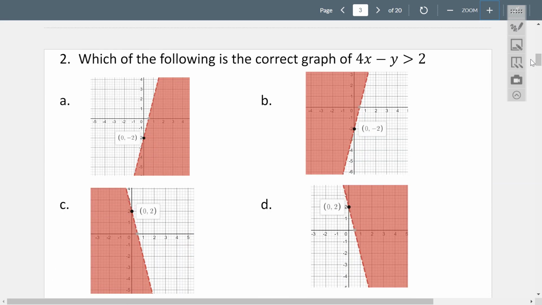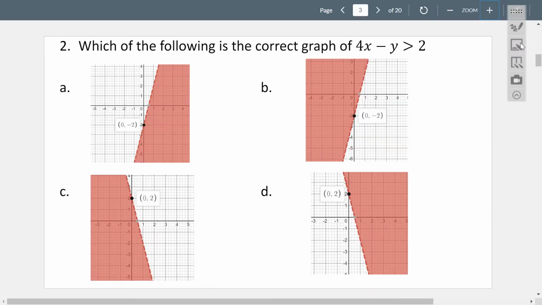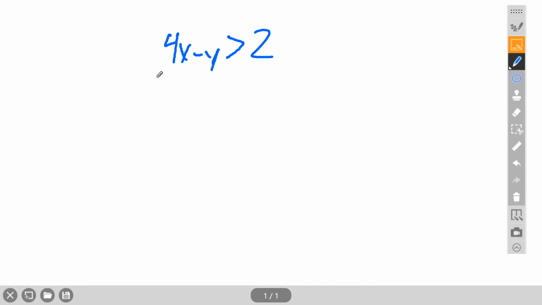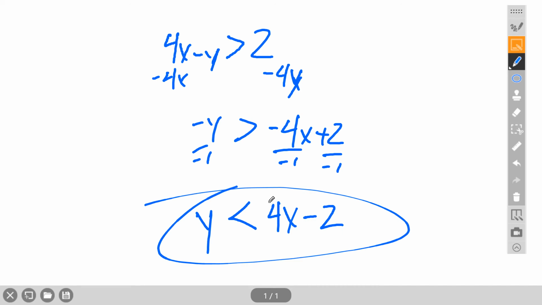Which of the following is the correct graph for this? Well, first thing we would have to do is solve for y. So we have 4x minus y greater than 2. Solving for y, minus 4x, negative y is greater than negative 4x plus 2. Divide by negative 1. Remember, when you divide by a negative and you're working with an inequality, the symbol should flip around. Okay, so this is our equation here.